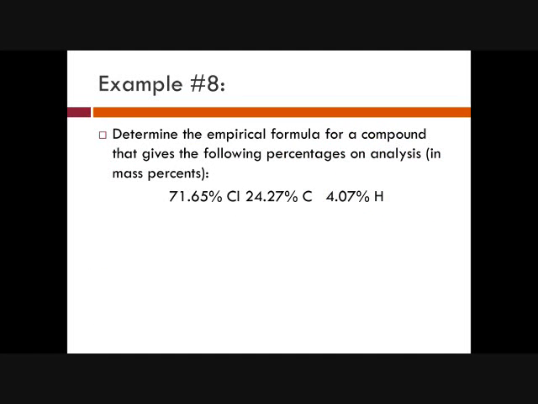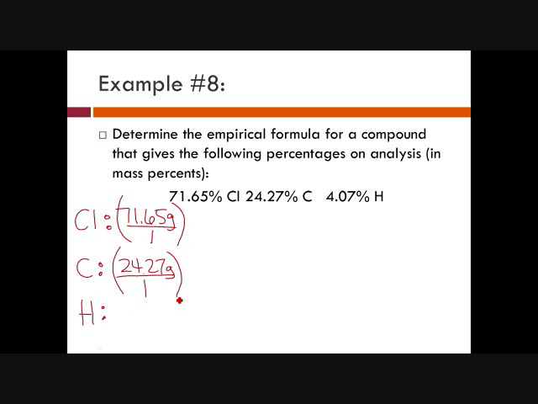Determine the empirical formula for a compound that has the following percentages. The first step, we do mass percent to mass. When we did this in Chem 1, we would keep all of our elements separate. So we have chlorine, carbon, and hydrogen. Percent to mass: just change the percent sign to a gram sign. So that is the first step.